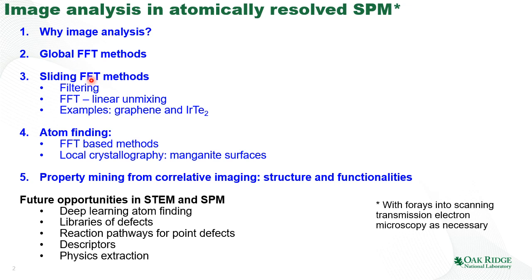We'll talk about how to apply it for filtering, how to use the combination of sliding FFT and linear unmixing methods, and consider several examples, for example, graphene or iridium telluride. After these sliding Fourier methods, we are going to briefly introduce the methods based on atom finding, including those that utilize Fourier filtering, and the general approach of local crystallography illustrated for the surface of the manganite imaged by STM.